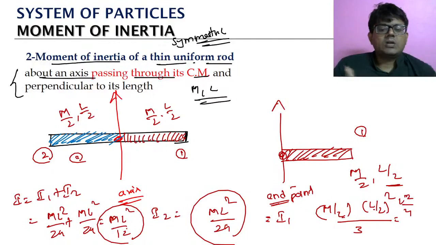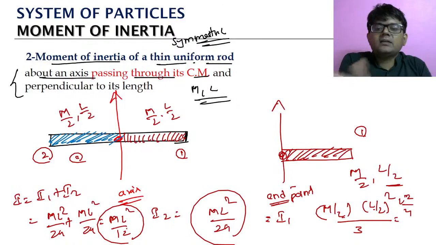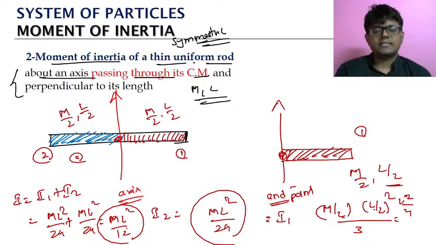We just took that rod as two parts. For each part, the axis is like passing through the end of the rod. We already have the end-of-the-rod result. Using that, we are able to get the moment of inertia of part 1 and part 2. Adding both, we get the overall moment of inertia of the rod. Okay? So remember: moment of inertia of a thin uniform rod, mass m, length capital L.